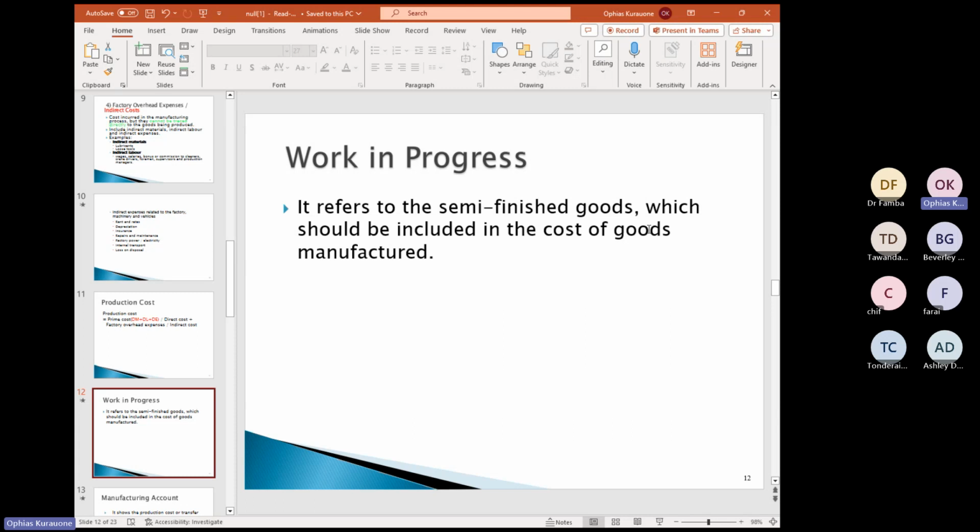It has already been inserted into the machinery, so we need to take care of that. Some of the goods, we might close our books at the end of the year, but we've got the work in progress. We've got the goods which are still to be processed, because some goods might not need only one day. They might need several days to complete a certain product. So because of that, the work in progress.